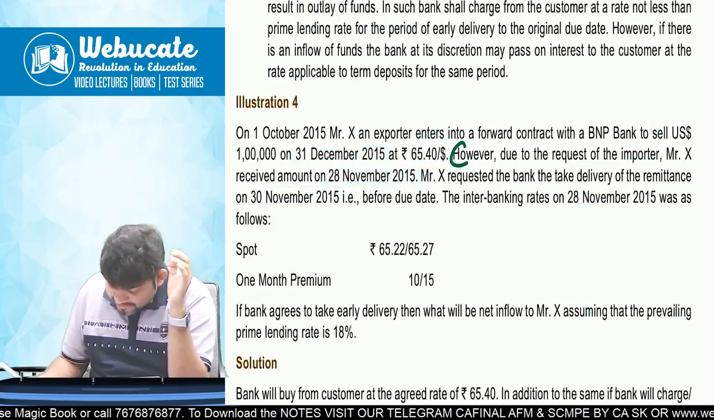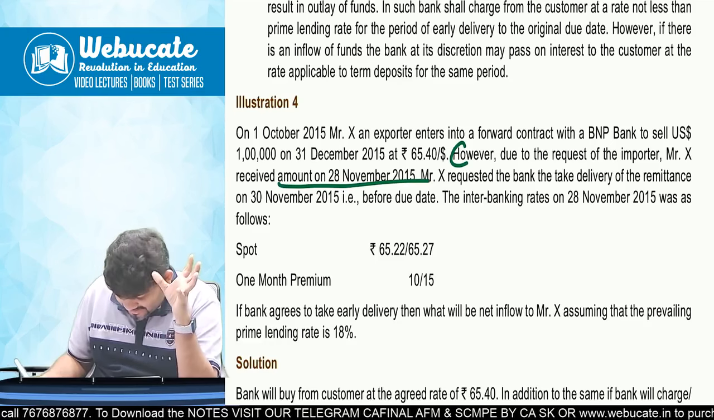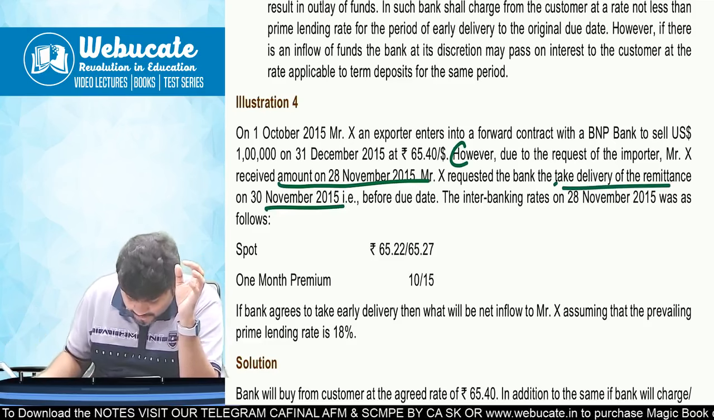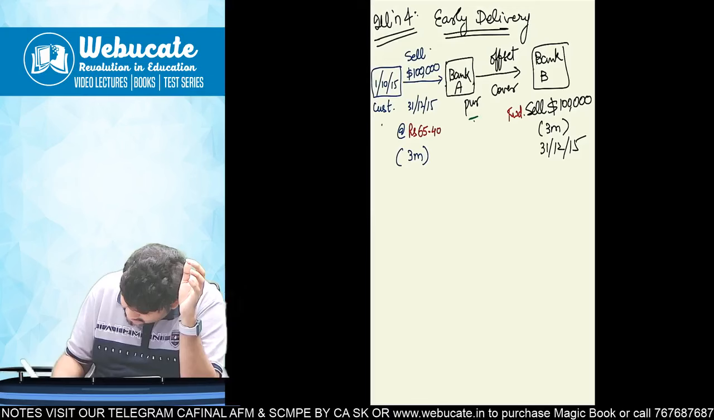Next, however, due to the request of the importer, Mr. X received the amount on 28th. Mr. X requested the bank to take the delivery of the remittance on 30th November. Oh, now this customer comes to us on 30th November.